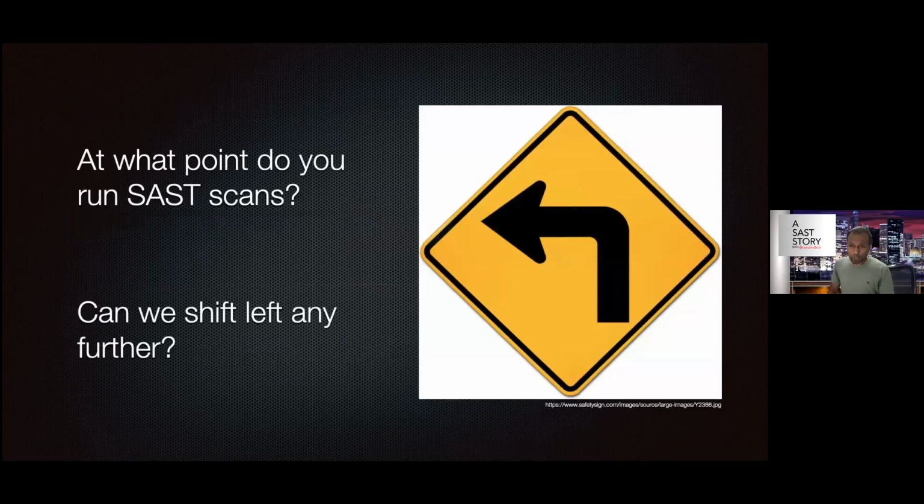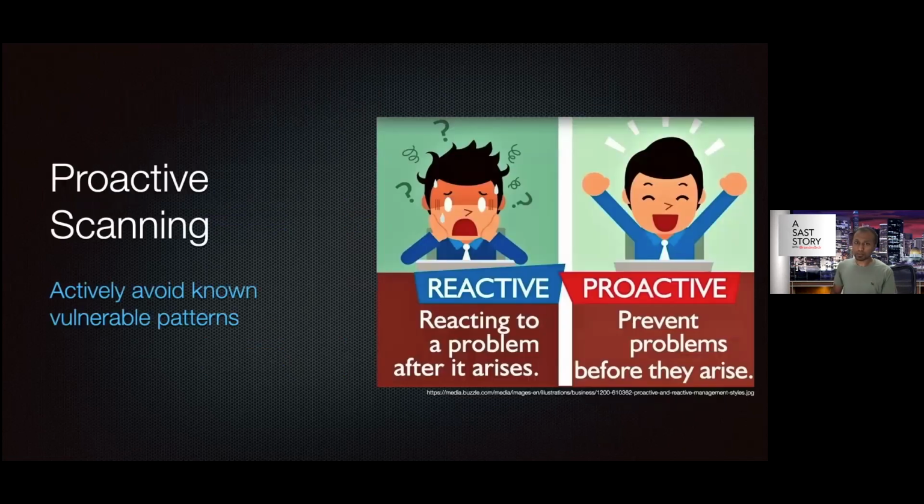So what can we do about this? Can we shift left any further than where we are with static analysis? This brings us to a concept of proactive scanning. Proactive scanning has been catching up for a while. The idea behind this is quick time to results from static analysis tools.